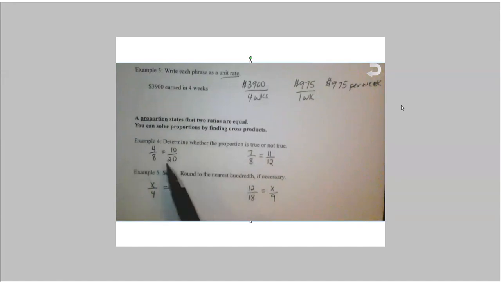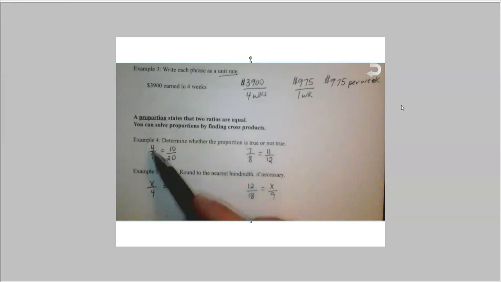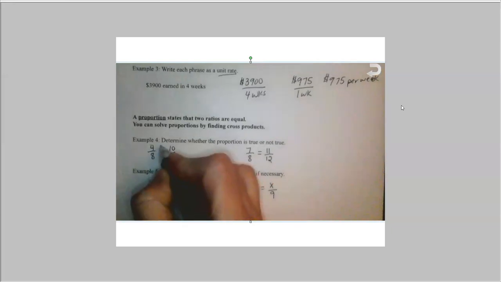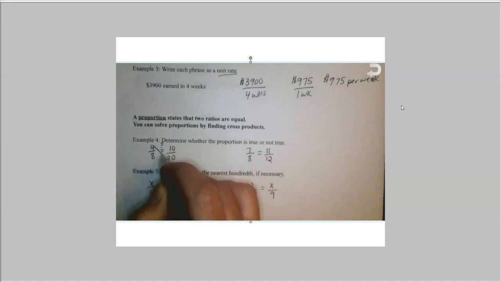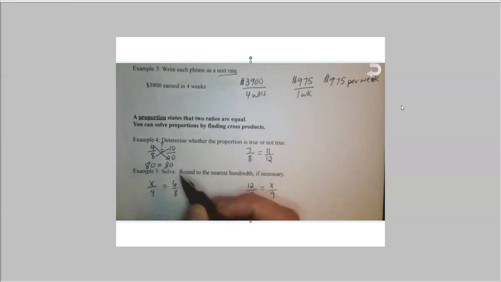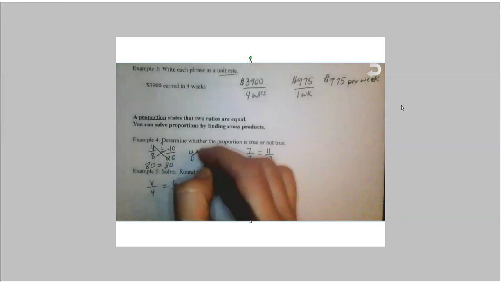You're going to have some problems like example 4, where they give you 2 fractions, 2 ratios, and they're asking you whether these are proportional or not. So I've got a question mark there. Is this true or false? I can use cross products to check whether 2 ratios are proportional. To do that, I'm going to multiply 4 times 20, that's 80. 8 times 10 is 80. If the cross products are equal, then the ratios form a proportion. And they do, so I'll simply say yes.